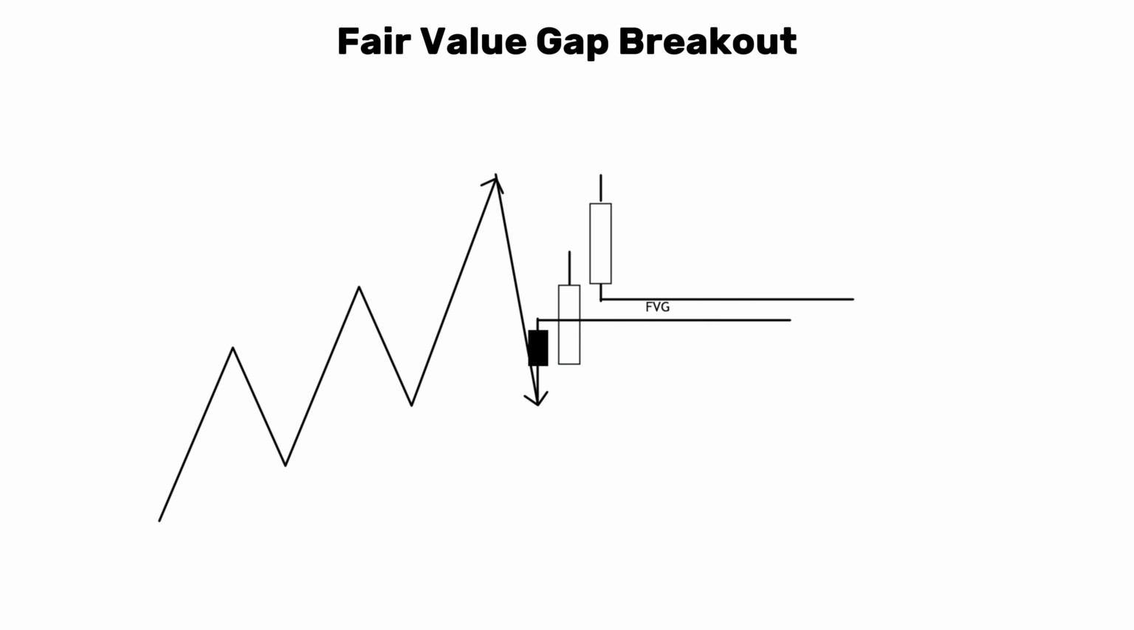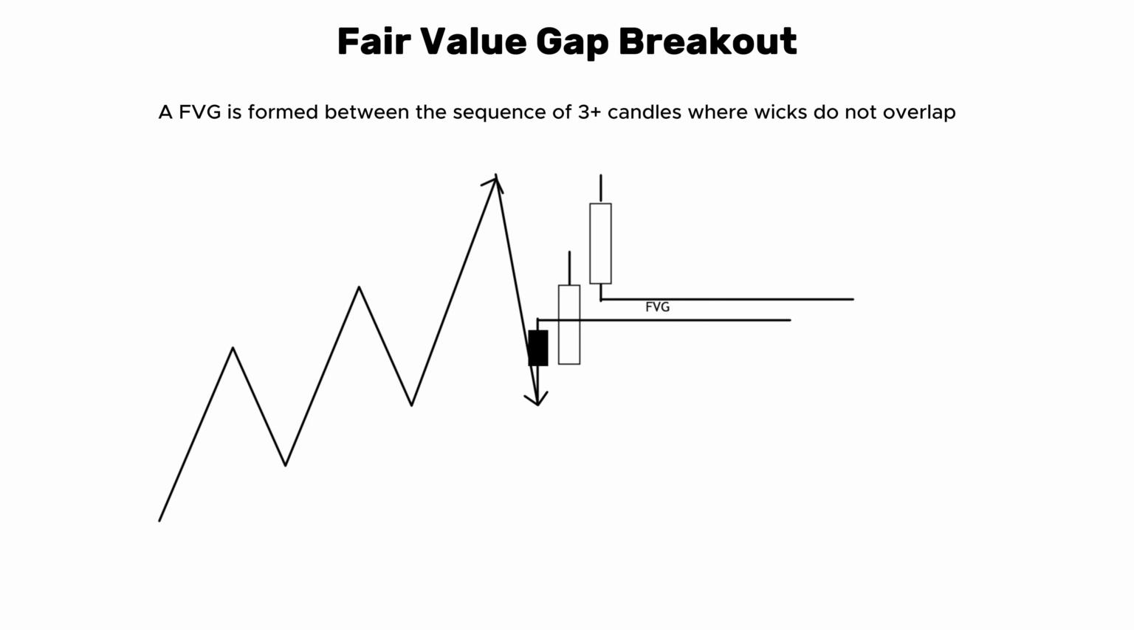Another great scalping strategy is using the fair value gap breakout. The fair value gap is formed when a 3 or more candle sequence, where we usually see a large candle that has smaller candles in between. Those smaller candles' upper wicks and lower wicks do not overlap each other, thus leaving a gap on the chart, also named an imbalance.